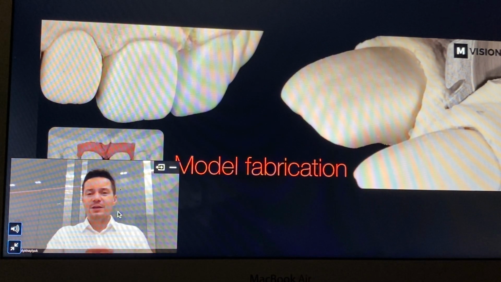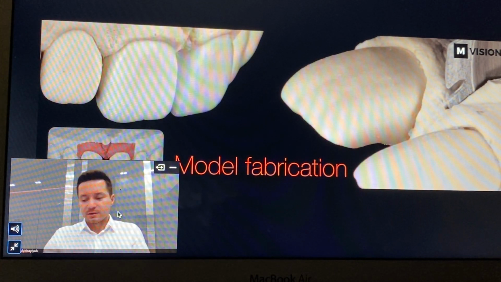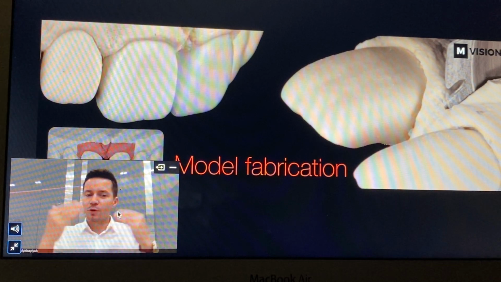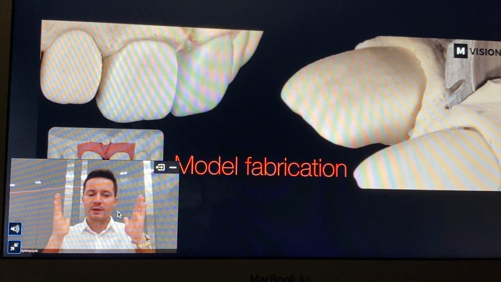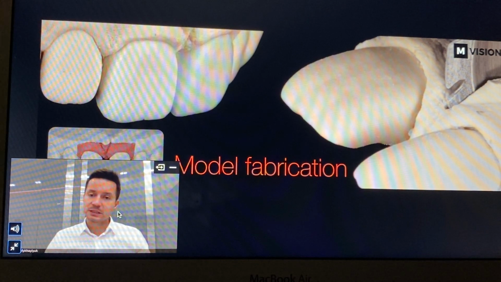It's like us writing on paper. I mean, we cannot write in 25 different ways. We have our own signature, and this is how we are recognized, looking at our signature. Same story with the wax-up and with the analog workflow. So sometimes these restorations repeat from patient to patient because of the signature of a dental technician. This is the first limitation of the analog workflow.